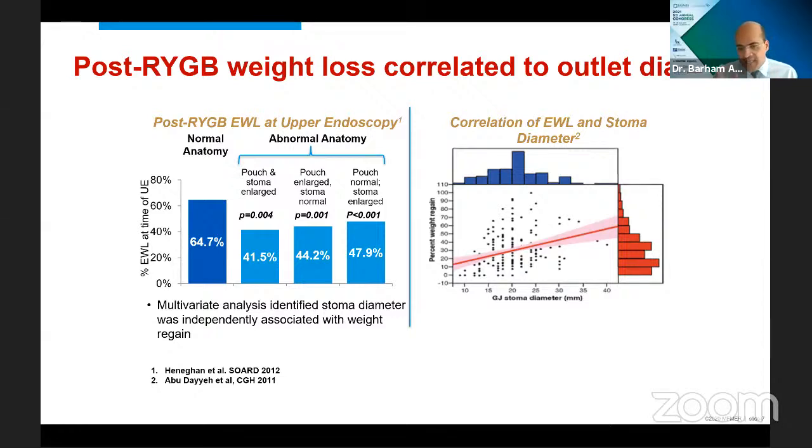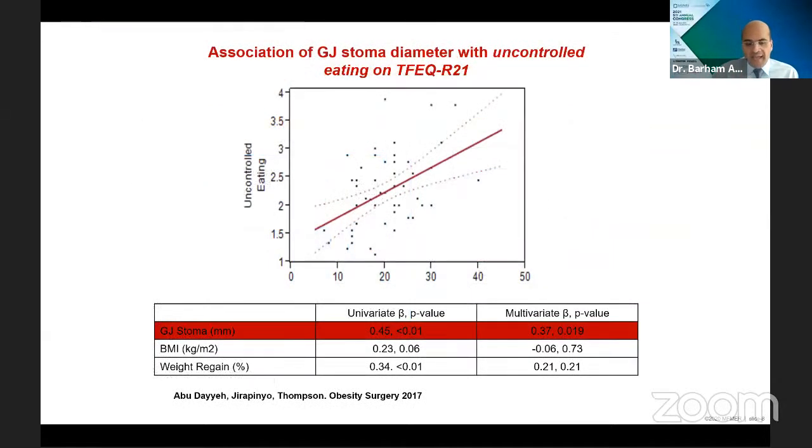And you could see that both of these show correlation between the weight regain and the diameter of the gastrojejunal anastomosis. Now, the primary weight loss might not be associated with the diameter, but the weight regain and the feeling of restriction is with the long term. And we've shown this quite definitively.